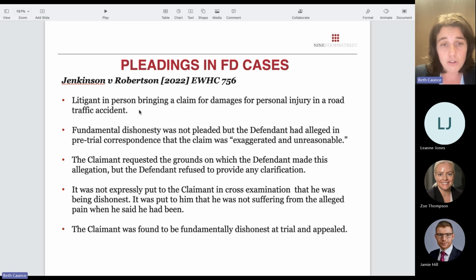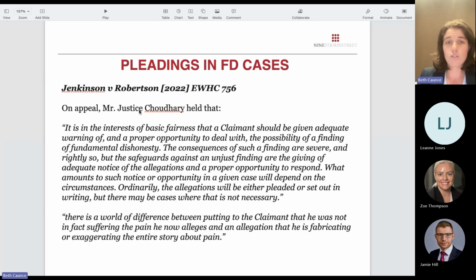By the time we come to trial, again, it's not expressly put to the claimant that he was being dishonest. It was put to him that he wasn't suffering to the extent he said he was, but it wasn't put to him that he was being dishonest. Notwithstanding that, he was ultimately found to be fundamentally dishonest at trial, and perhaps unsurprisingly, he appealed that decision.